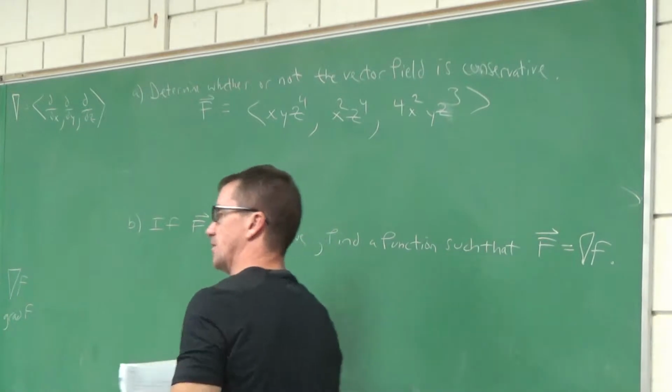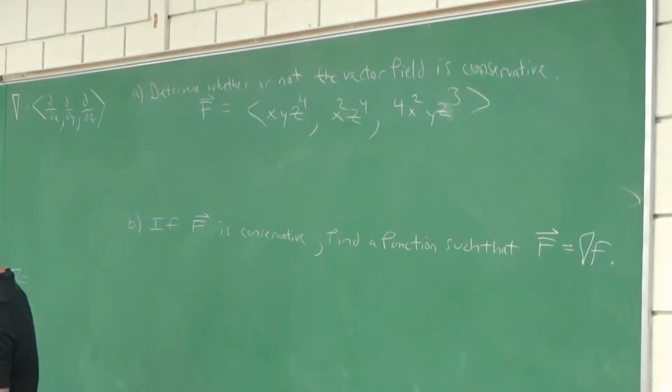Can you determine whether or not the vector field is conservative? What's your problem solving strategy? What could you simply check? Find the curl, right? Find the curl of F, and if the curl of F is 0, the answer is yes. True?